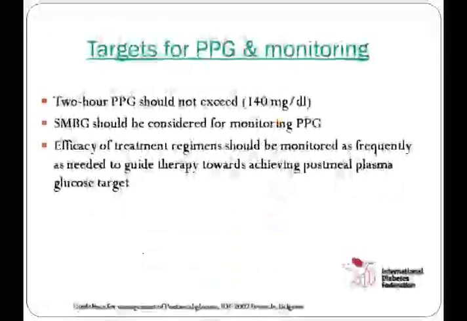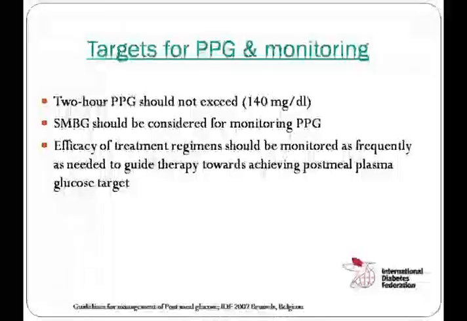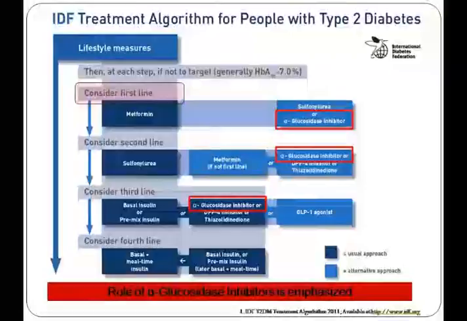So the targets for postprandial glucose and monitoring: 2-hour postprandial glucose should ideally not exceed 140. One might say there can be a range, you can have 120 to 160. SMBG should be considered for monitoring postprandial glucose till other methods become available and more prevalent. Efficacy of the treatment regimen should be monitored as frequently as needed to guide the therapy. And these are recommendations by the IDF for targeting the postprandial and monitoring. And this is the IDF treatment algorithm. In 2015, we tend to talk more about the ADA EASD algorithm.